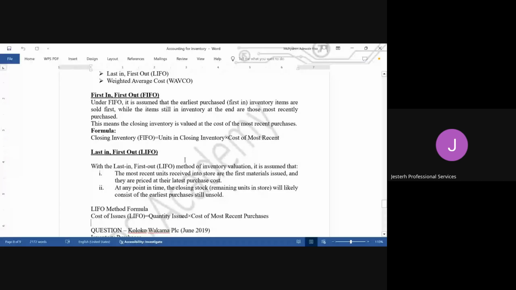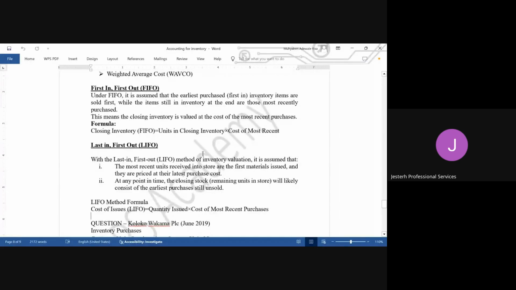Last in, first out is just the opposite of first in, first out, which means what comes in last is going to be the first item that an organization will issue out. Though most organizations don't usually practice this, most especially in manufacturing companies, where the majority of their inventories have an expiring date.